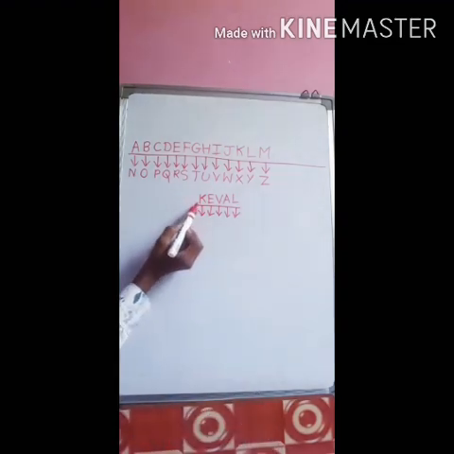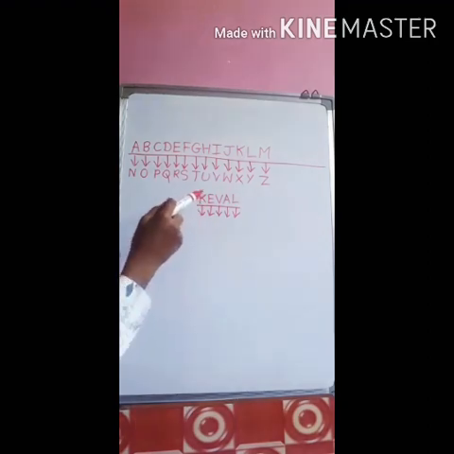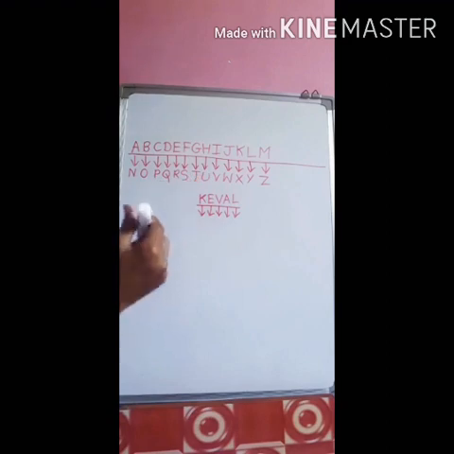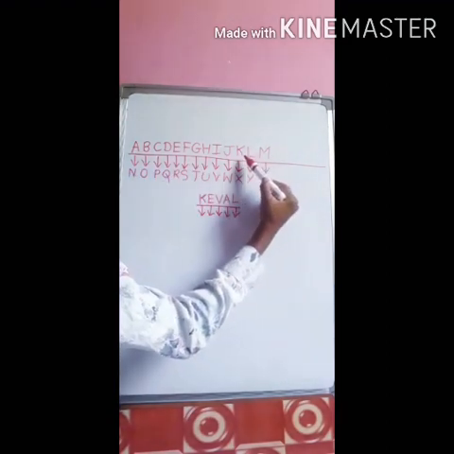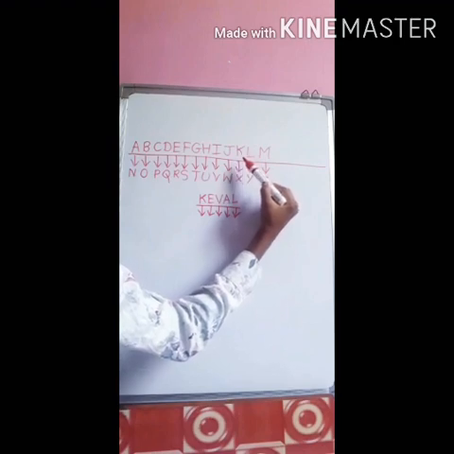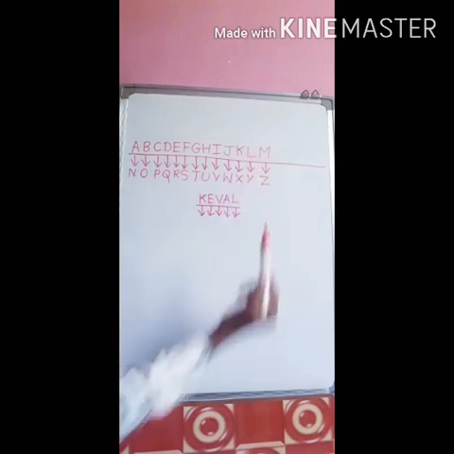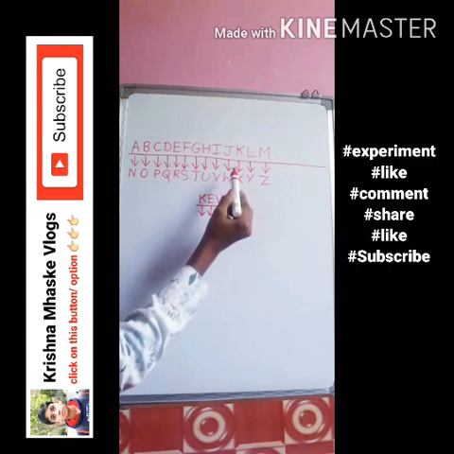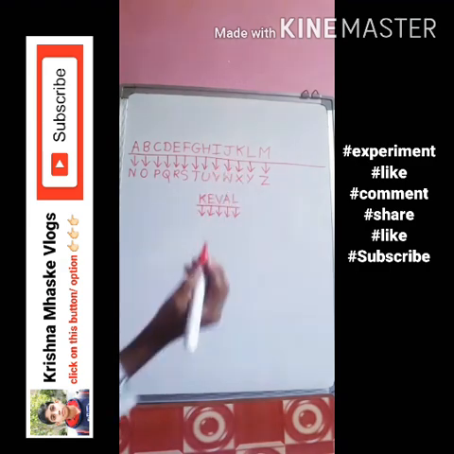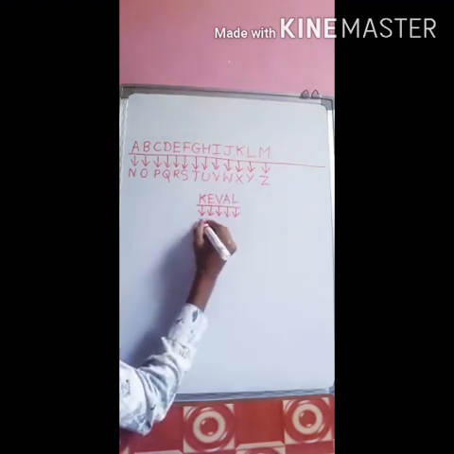Now here is K, you can see. Now we will see which letter K is equal to. Now we will find K. As you can see, here is K. Now we will see which letter is there below K. There is X below the K. K is equal to X. Now we will write here X.